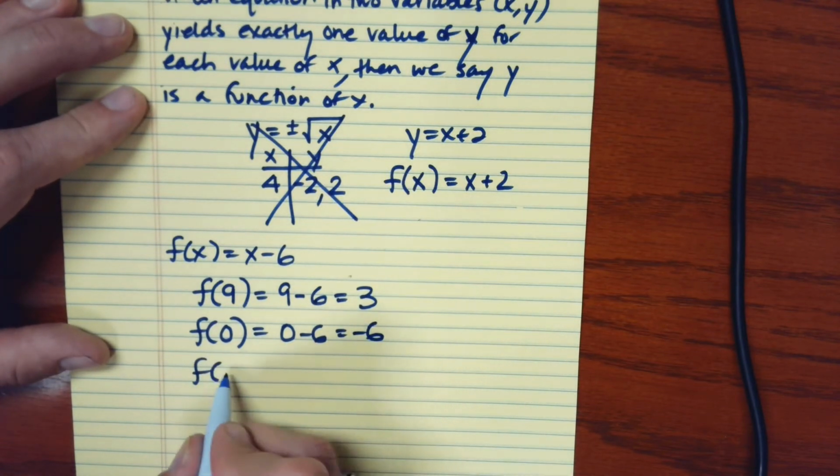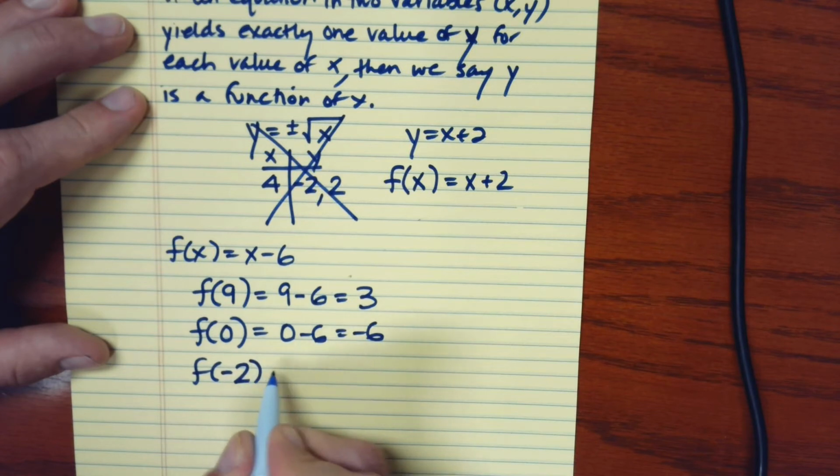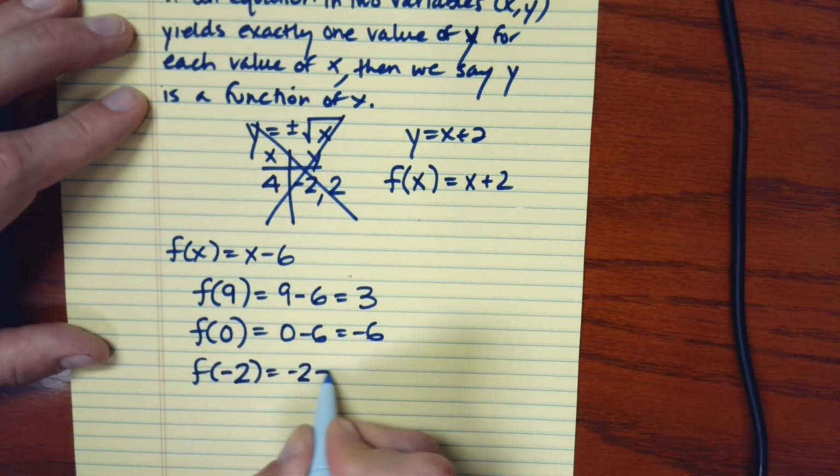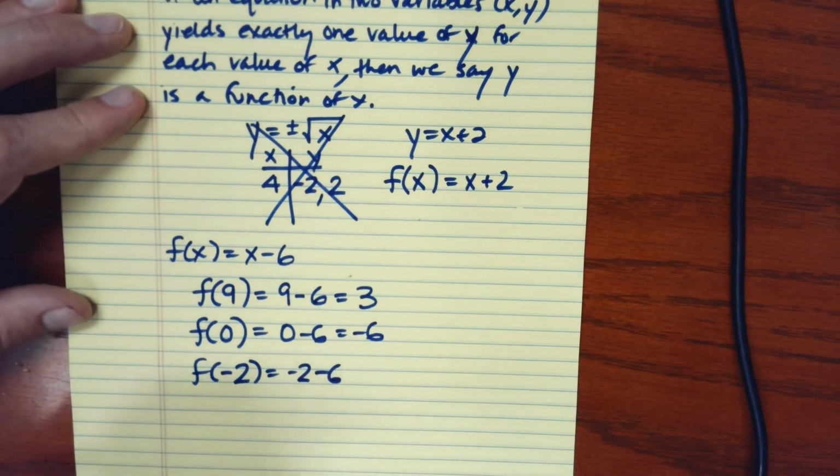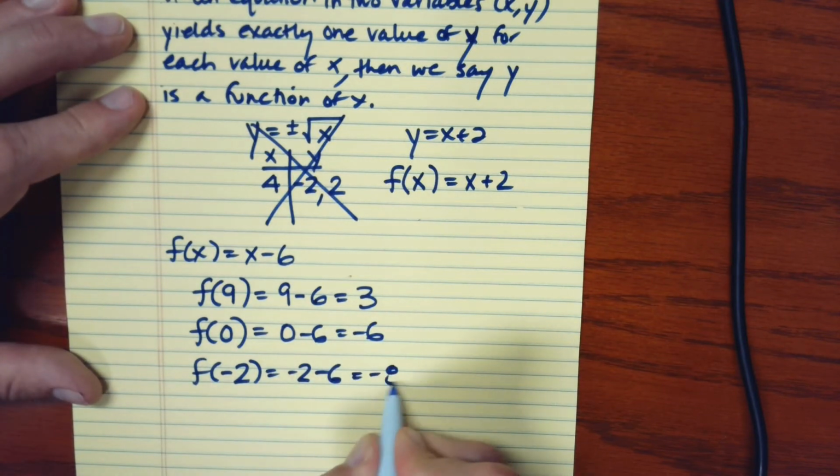Or f of negative 2. So that would be negative 2 minus 6. I'm already at negative 2. I subtract 6, I go 6 spaces to the left, and I end up at negative 8.